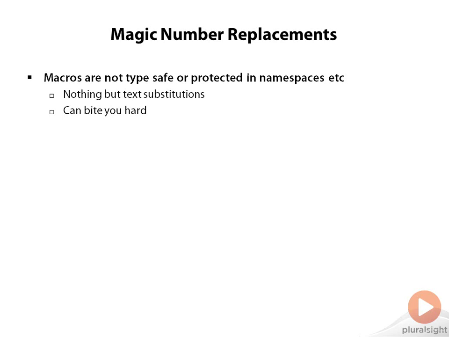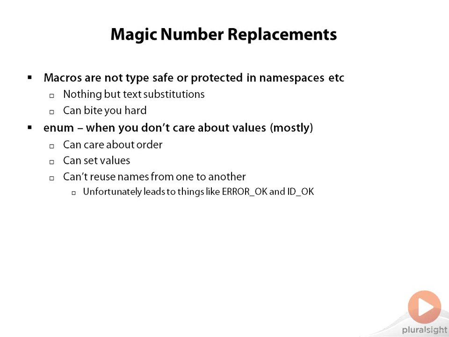So do not use macros, things you define to the preprocessor, as substitutions for literal numbers. Enum is perfect when you don't really care about the values, although you can care about the order, and you can set the values if you want to, as you've seen. This lets you write sentences like if suit is equal to hearts, or if calculation type is greater than complex.